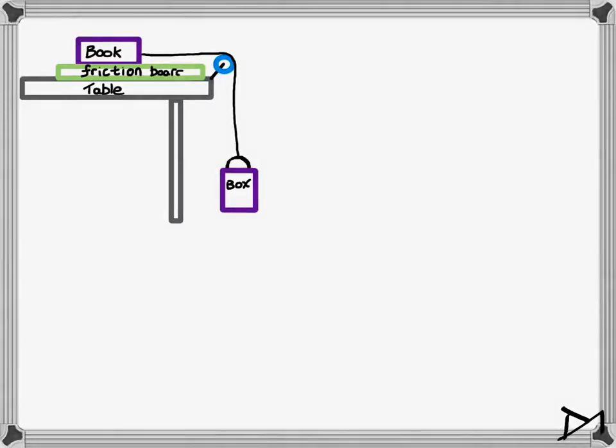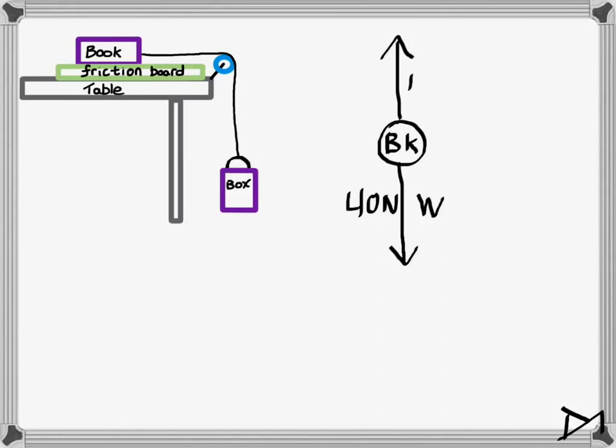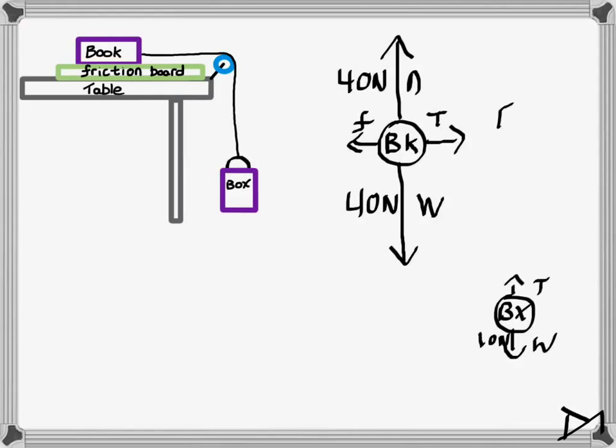But between the book and the table now we introduce a board. The board has friction. So let's do the force diagram for the book. BK for the book. There's the weight of the book again. It's still 40 newtons down. The normal force is still 40 newtons up. It balances out. But the tension and the friction now, there's friction.